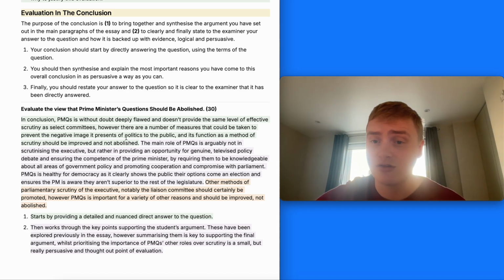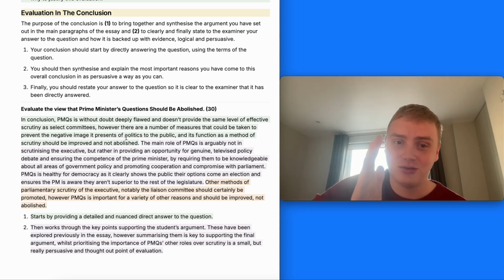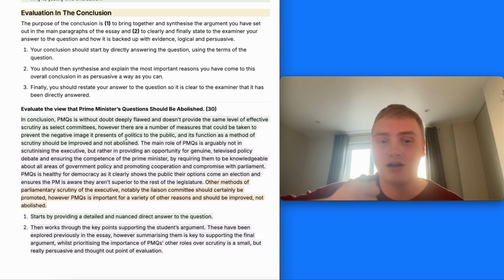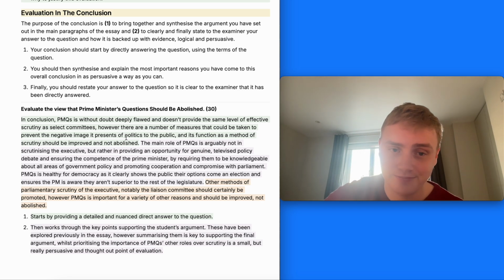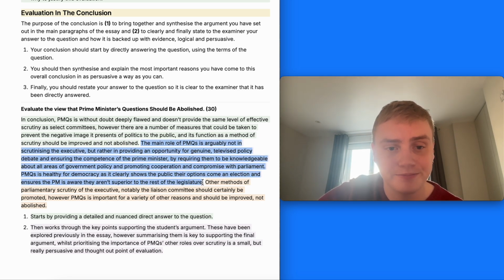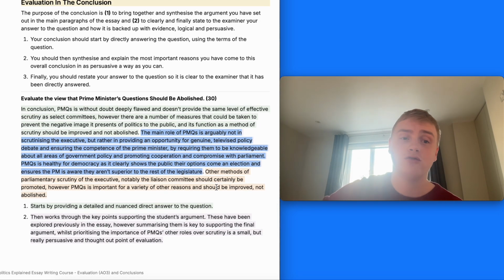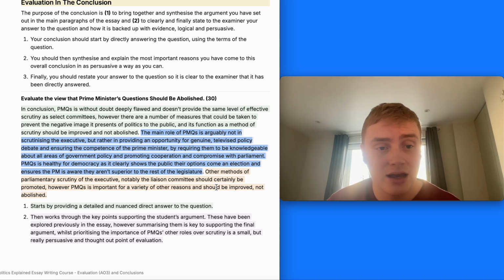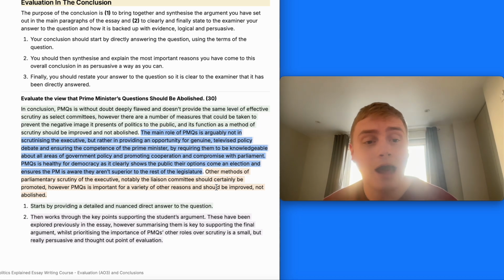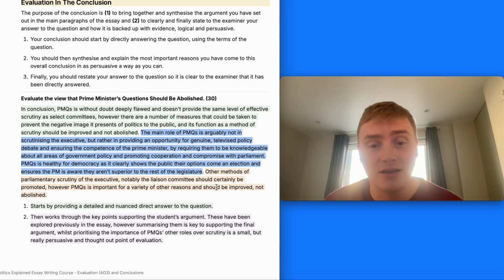Though we've done some recognition of the other side, we say actually it should be improved and not abolished, and we're going to explain that in our second point, which is synthesising and explaining the most important reasons you've come to this overall conclusion. And that's this purple bit here. The main role of PMQs is not to scrutinise the executive, but rather in providing an opportunity for genuine televised policy debate and ensuring the competence of the Prime Minister. PMQs is healthy for democracy, as it clearly shows the public their options come an election and ensures that the PM is aware they are superior to the rest of the legislature.